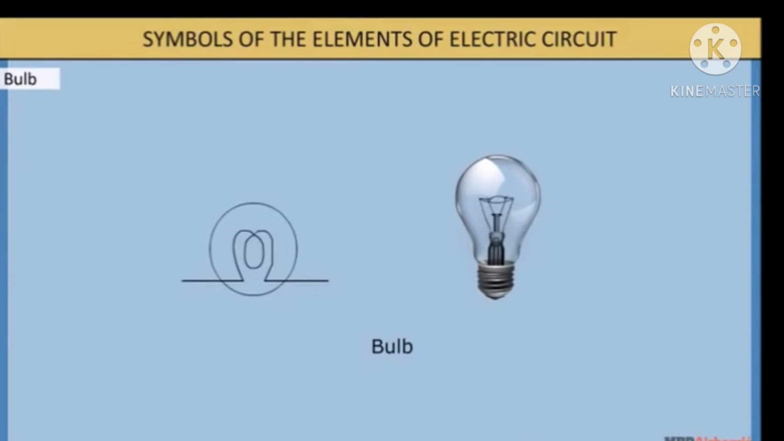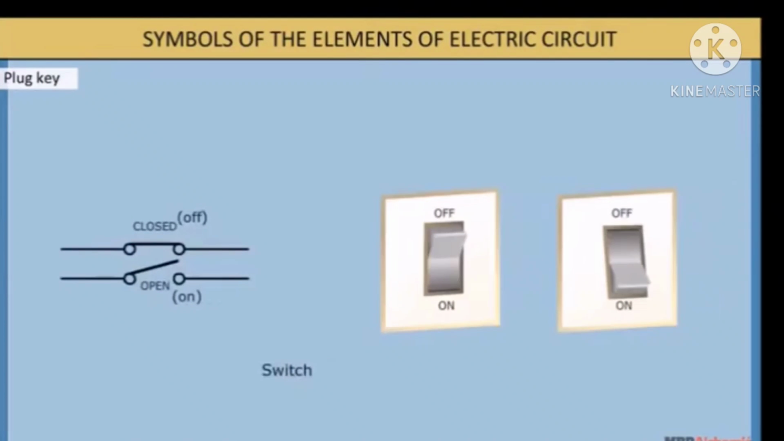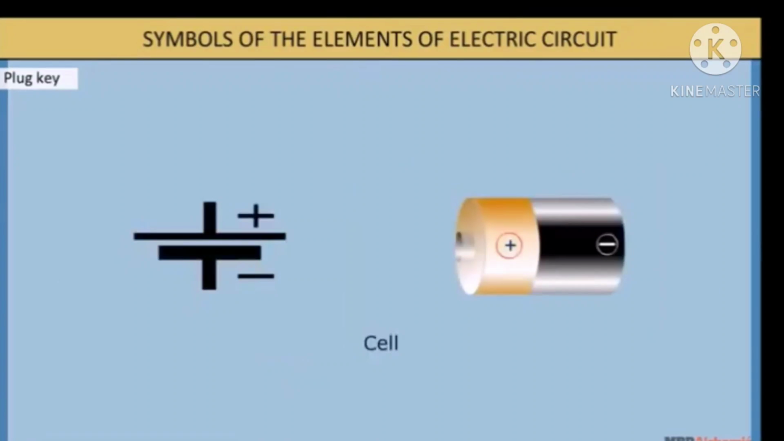Connecting wires. Children, the connecting wire is represented by a straight line. It is usually made of copper and provided with insulation. Plug key. Children, a plug key is an electric switch. It is shown in both on and off positions in the figure. A thin long line represents the positive terminal and a thick short line represents the negative terminal of the cell as shown in this animation.